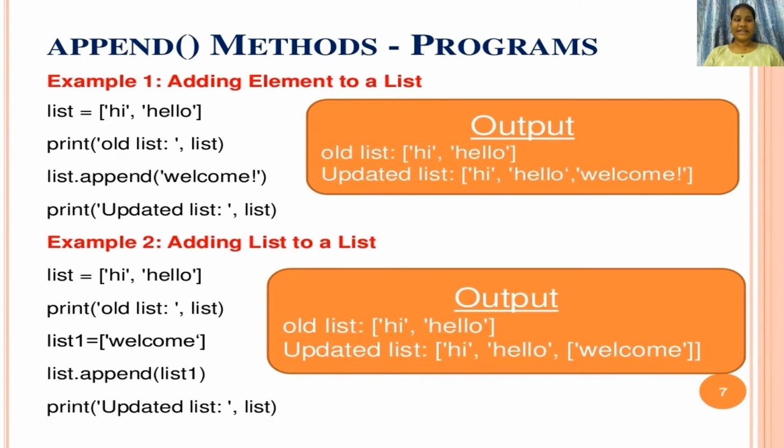Example on append. I took an example of a list, hi, hello, and I printed it. Then I appended welcome to the list, that is list.append welcome, and I printed the updated list. The old list is hi, hello, and the updated list would be hi, hello, and welcome. Here is a second example you can go through from the given slide.